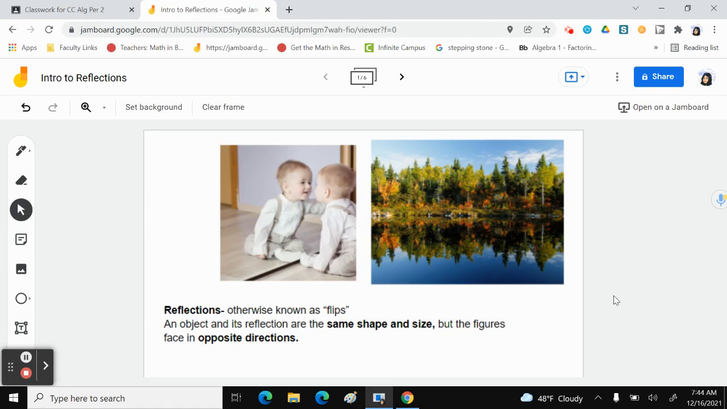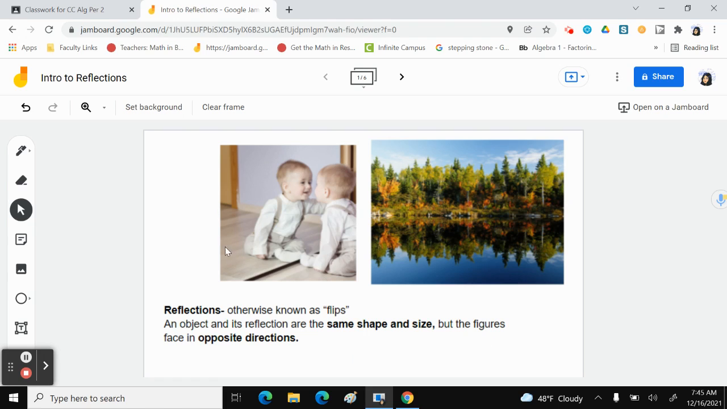Hey guys, so today we're going to start to look at an introduction to reflections in the coordinate plane. And although this may be a new topic to you guys, I'm pretty sure you guys have seen reflections in the real world, so you'll have a rough idea of how this works. Reflection is otherwise known as a flip, and an object and its reflection are the same shape and size, but the figures face opposite directions.